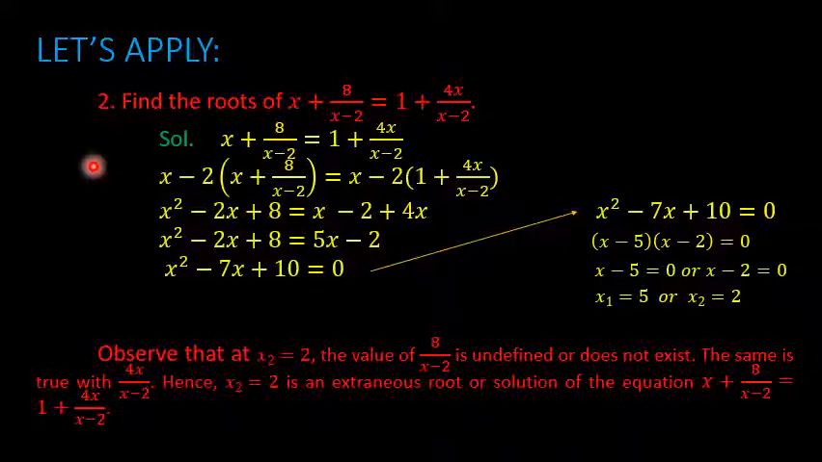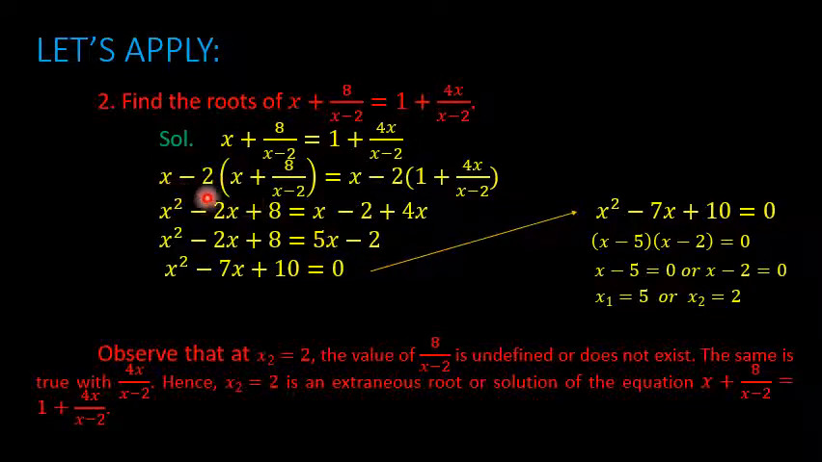Let's proceed to example number 2. Find the roots of x plus 8 over x minus 2 is equal to 1 plus 4x over x minus 2. Once again, what was highlighted in yellow earlier is the solution. If you notice in the equation, what is the denominator? They have the same denominator, x minus 2. So our LCM is obviously x minus 2. What do we do with the x minus 2 LCM? We multiply it to the whole equation, before the equal sign and after the equal sign. So we multiply x minus 2.